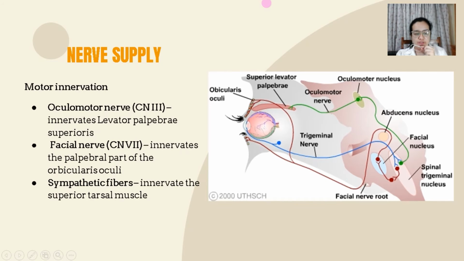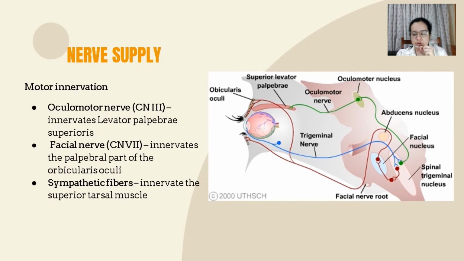For the motor innervation, it includes the oculomotor nerve or the cranial nerve 3, which innervates the levator palpebrae superioris, and the facial nerve or the cranial nerve 7, which innervates the palpebral part of the orbicularis oculi muscles. Then the sympathetic fibers innervate the superior tarsal muscle.